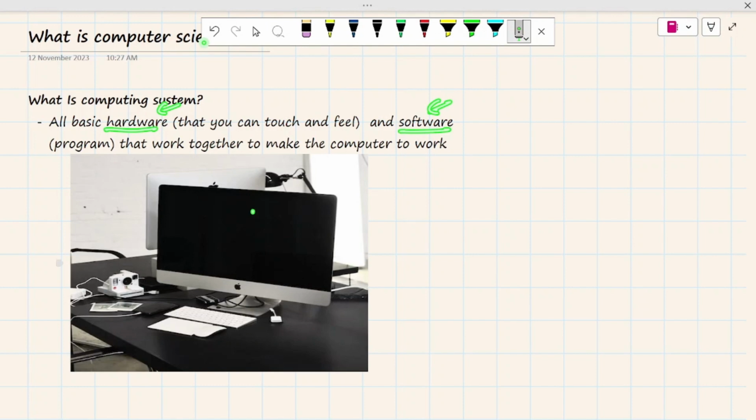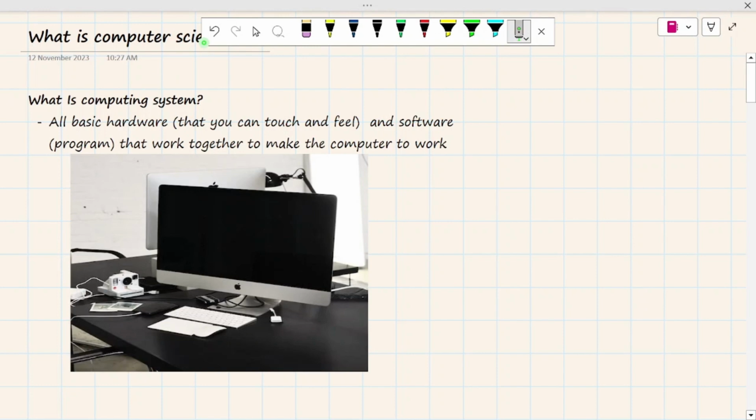Hardware is something that you can touch. Take the example of this monitor. This one you can touch. And software is stored in the form of data in the memory. If there is a CPU here, in the CPU there is a memory, and in the memory we can find software stored. Therefore, software you cannot touch, but whenever the user wants, he can access the program and work with it. I hope you understood what a computing system is.